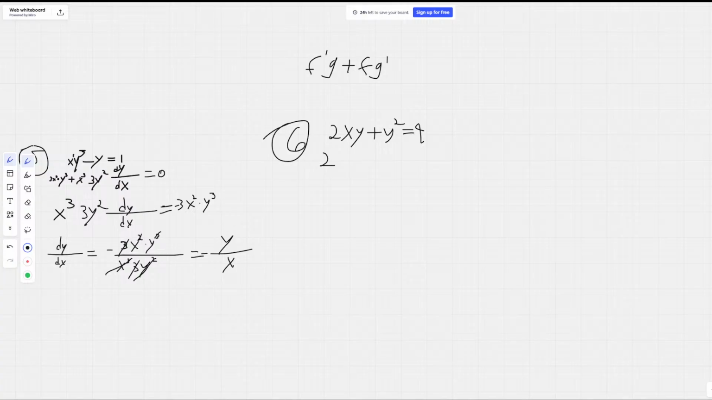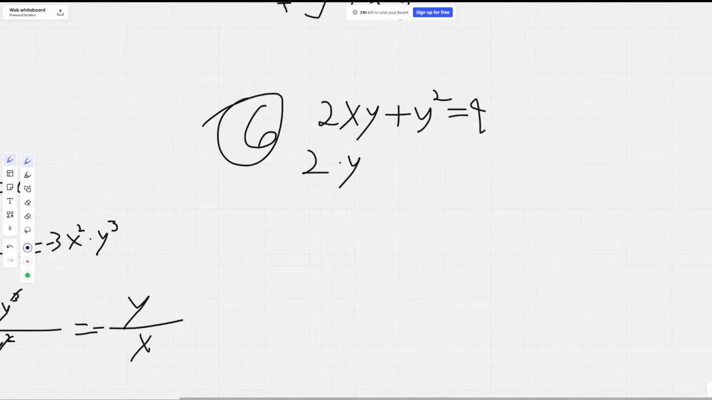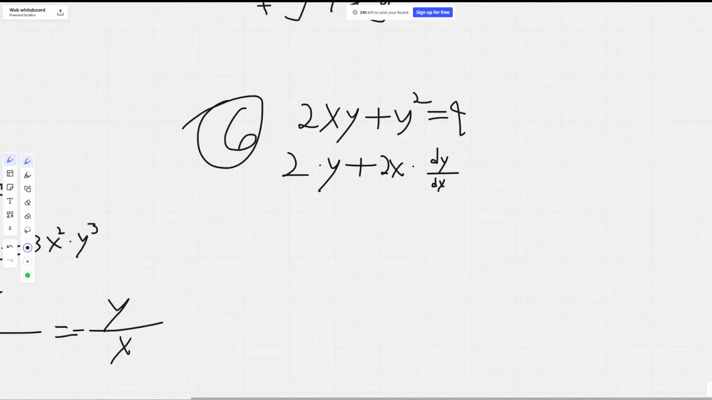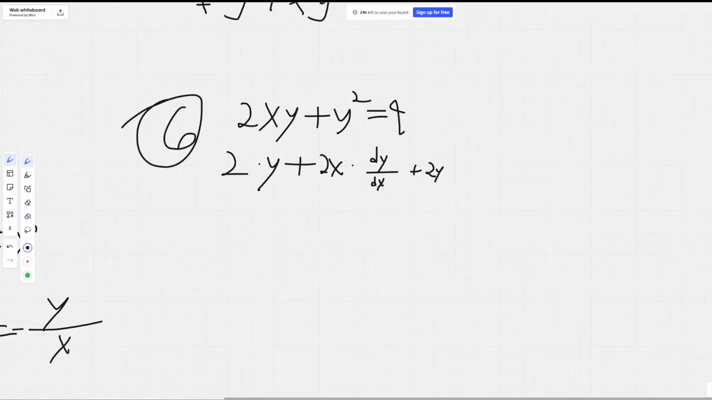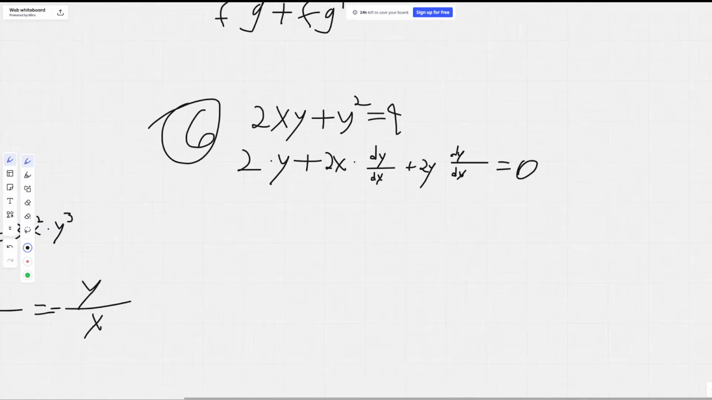x, so it should go 2xy plus 2x times 1, which is unnecessary, over dy over dx, plus 2y dy over dx equals 0. At least it should, if I'm doing it right.